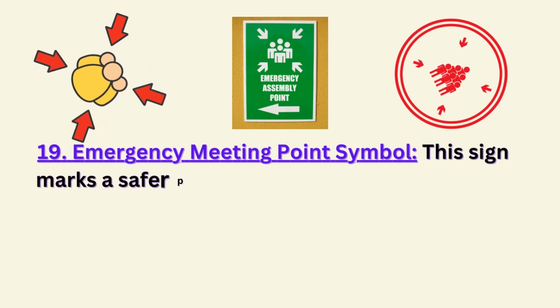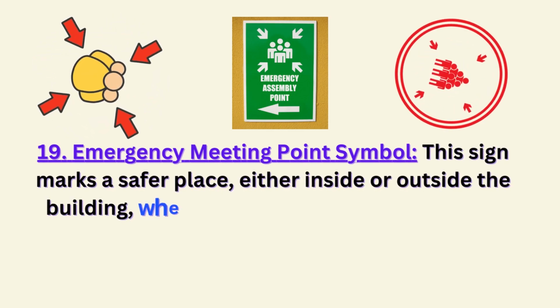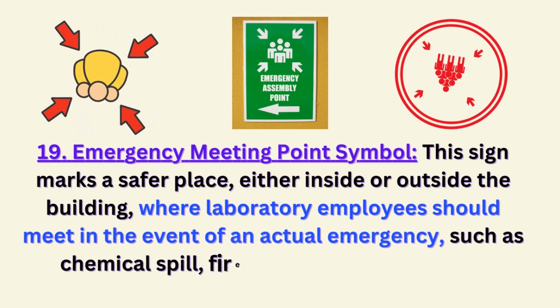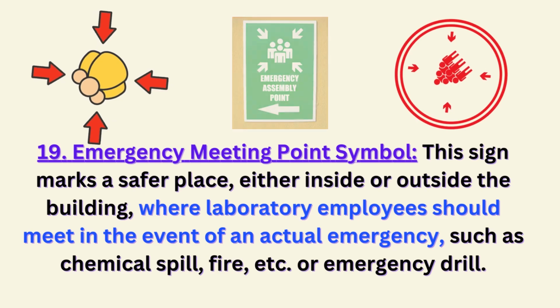19. Emergency meeting point symbol. This sign marks a safer place, either inside or outside the building, where laboratory employees should meet in the event of an actual emergency, such as a chemical spill, fire, etc., or an emergency drill.